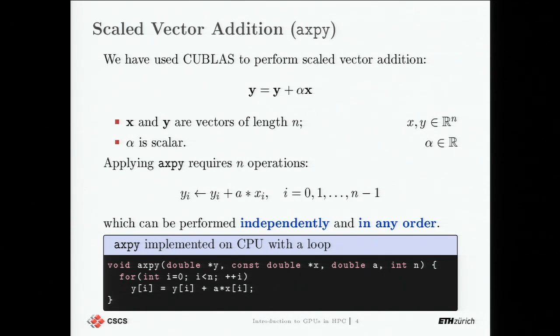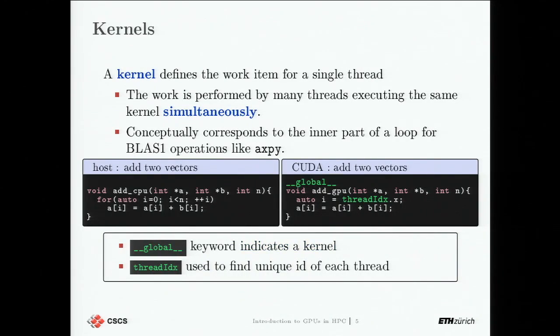It says, do it for i equals 0, then do it for i equals 1, then do it for i equals 2. But this is something that we could easily express in parallel. So if we wanted to express this same loop in a parallel kernel, we end up with something that looks like this.